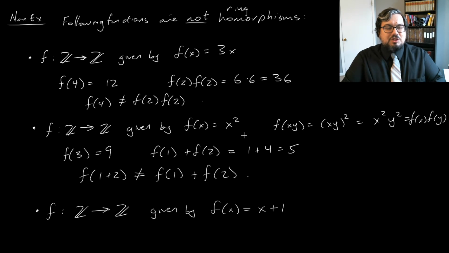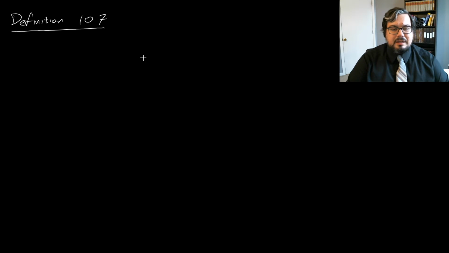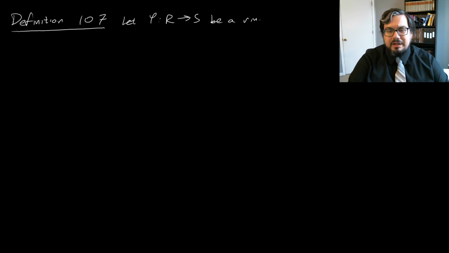All right, so let's get to some definitions and theorems regarding ring homomorphisms. Many of these statements are going to be very similar to statements that we had for groups, and so we're not going to spend a lot of time proving these, except maybe in some exercises. So first we need definition 107. This is going to look very similar to definitions that we had for groups. So let's let phi from R to S be a ring homomorphism.